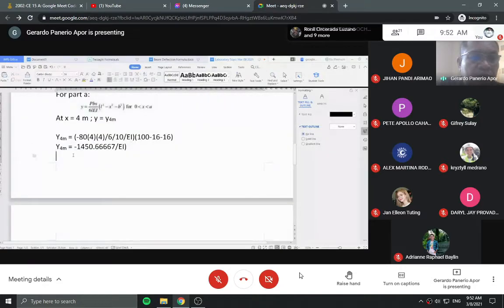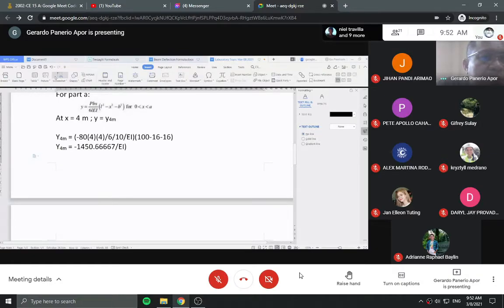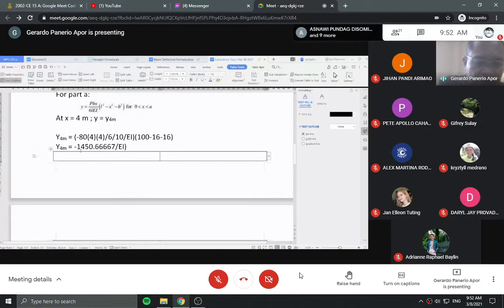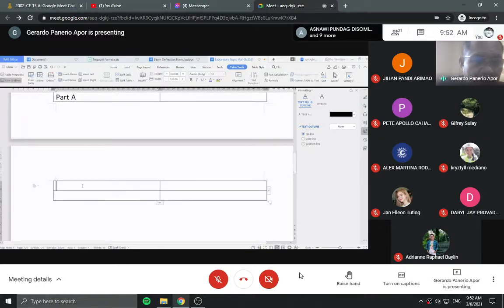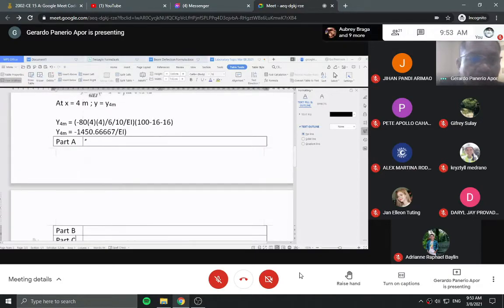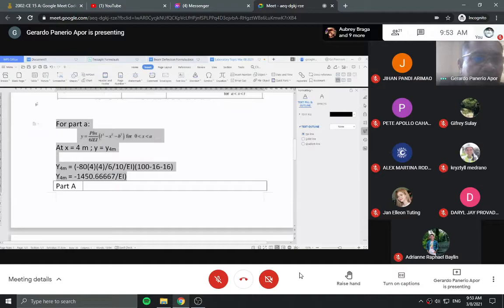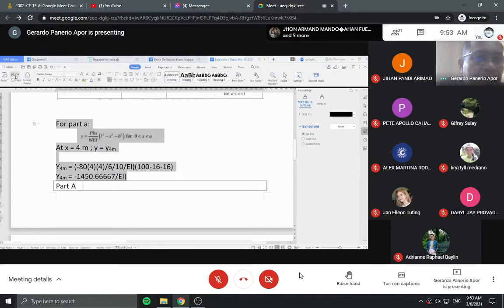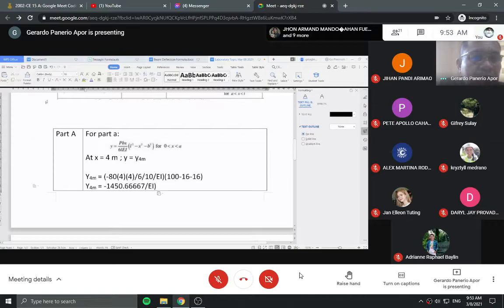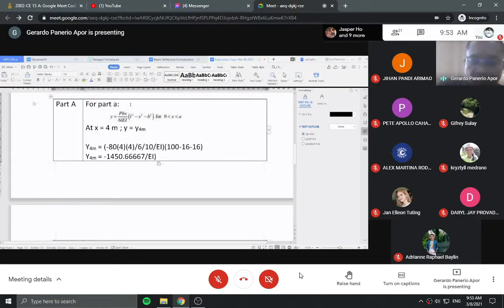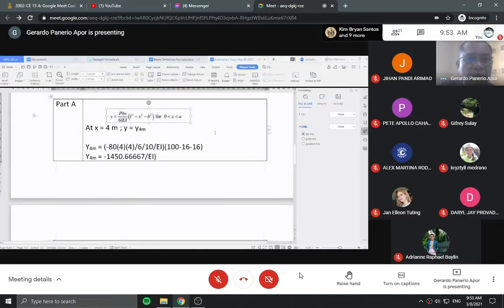Maybe I'll make a table here, no? I will insert a table. So the first table, this is part A. The second is part B. Part B and then part C. So I will move this. Then maybe I'll copy all of this. I put it here. Okay, so that's it, no? So that's part A.